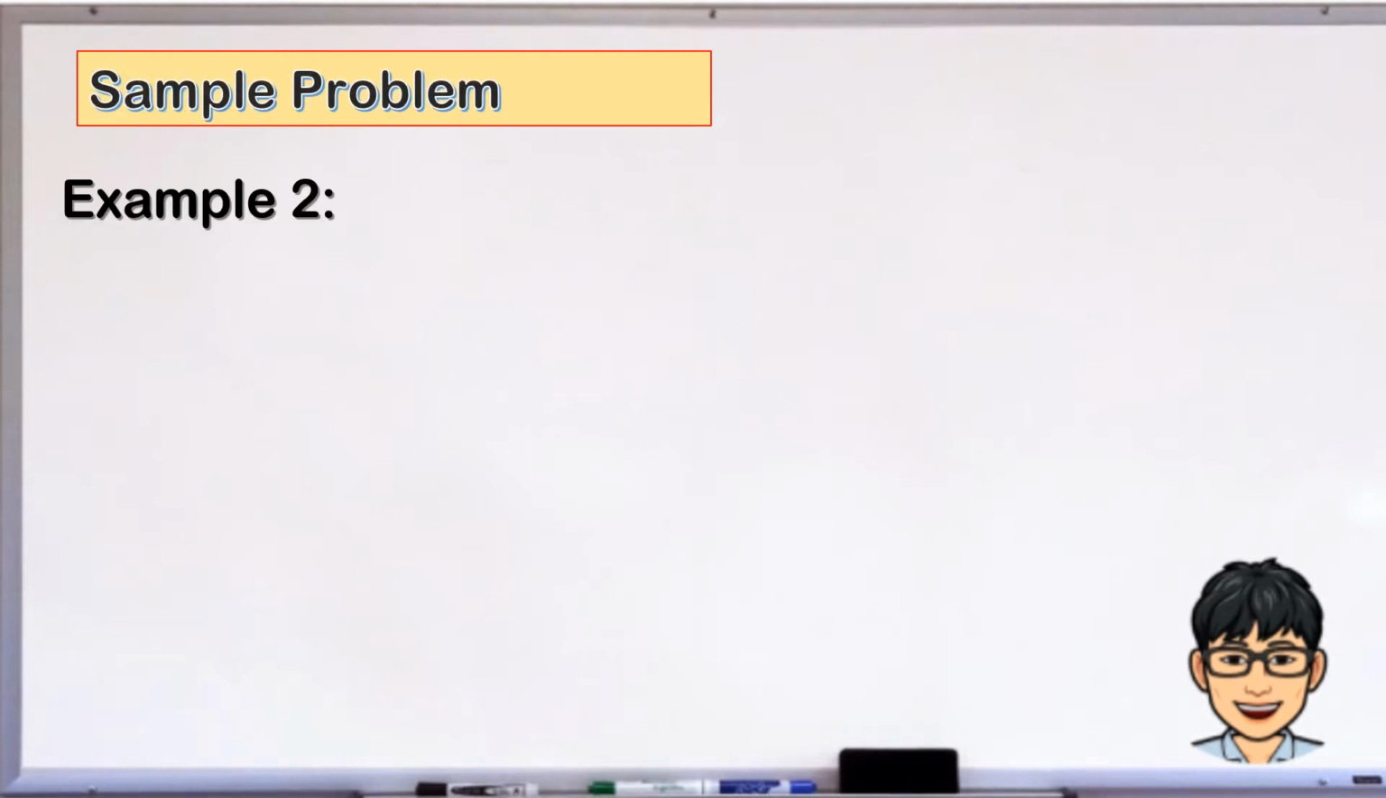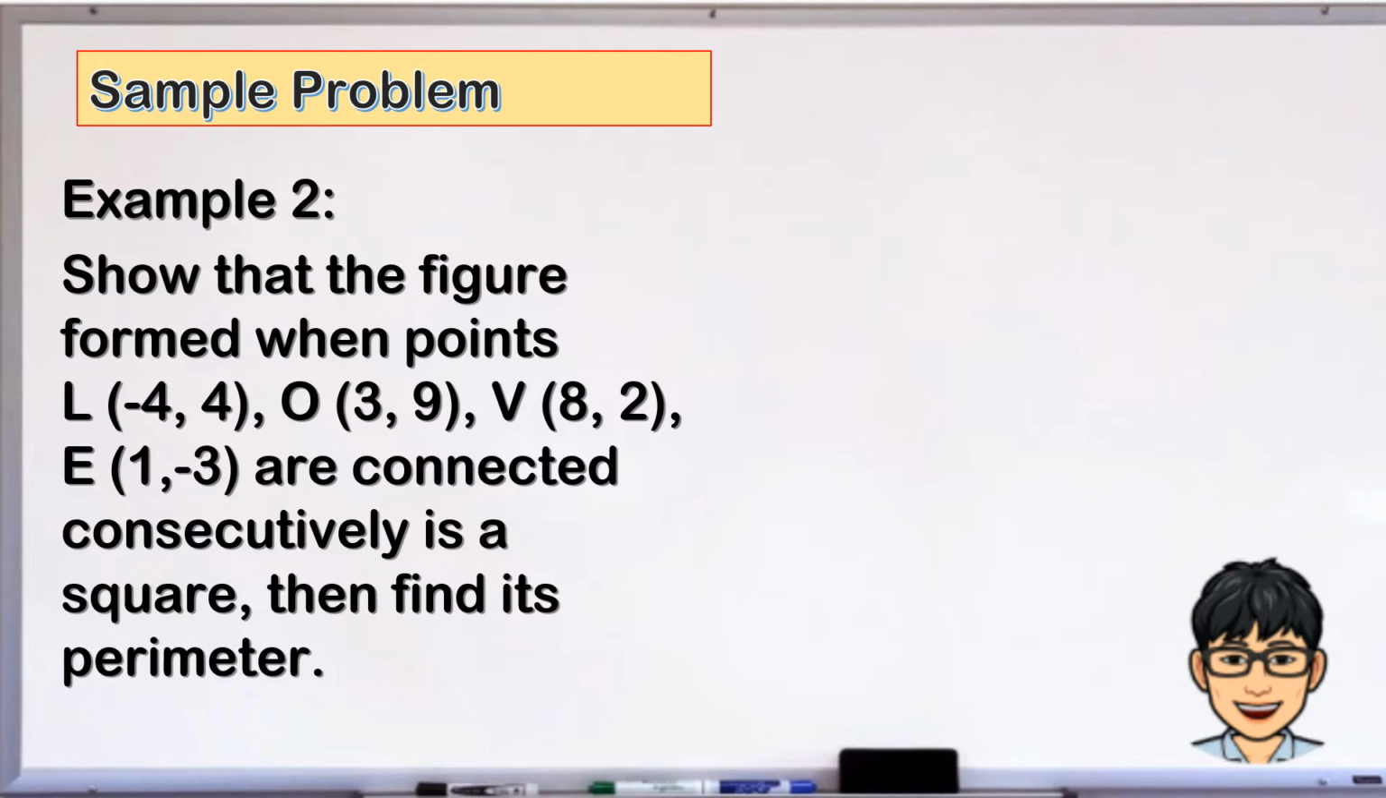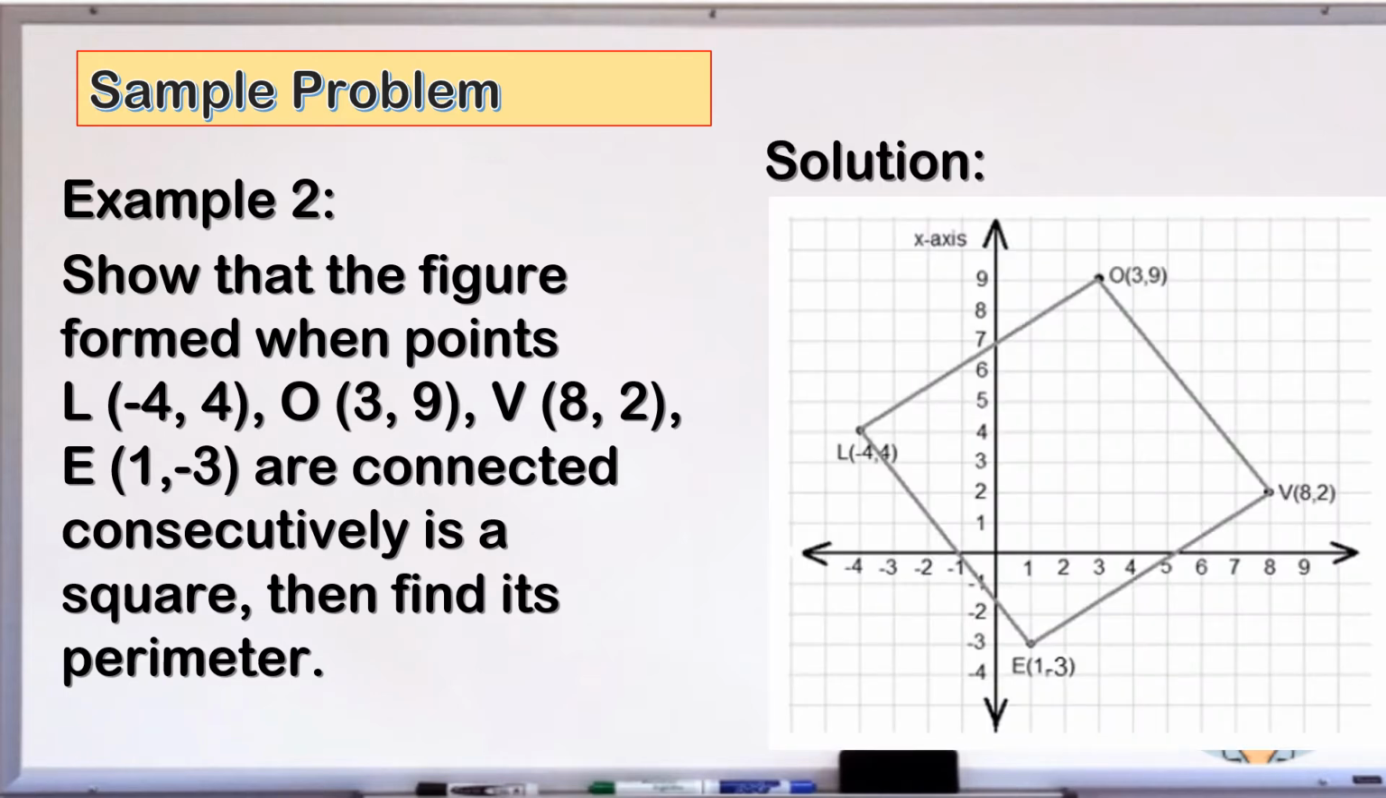For example number 2, show that the figure formed when points L with coordinates negative 4, 4, O with coordinates 3, 9, V with coordinates 8, 2, E with coordinates 1, negative 3, are connected consecutively is a square. And then, find its perimeter. Kapag nagplot tayo sa Cartesian plane ng mga points L, O, V, E, ito ang magiging itsura niya.